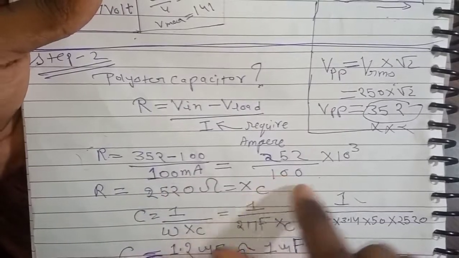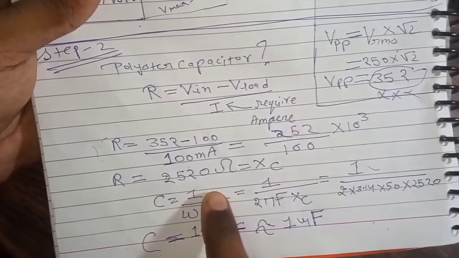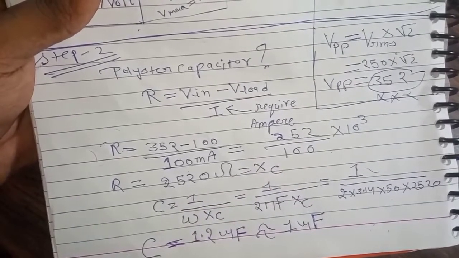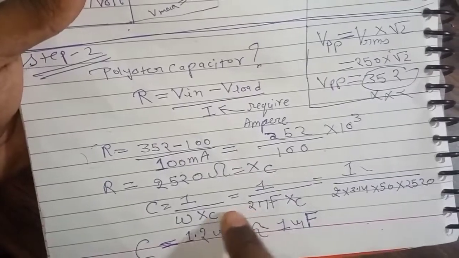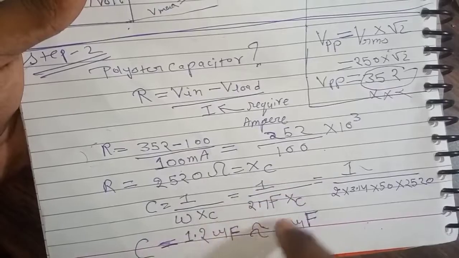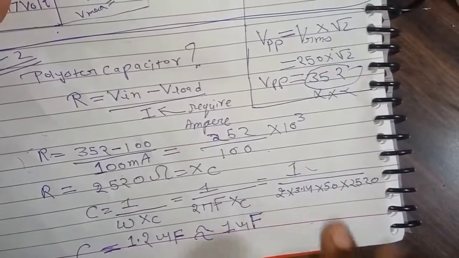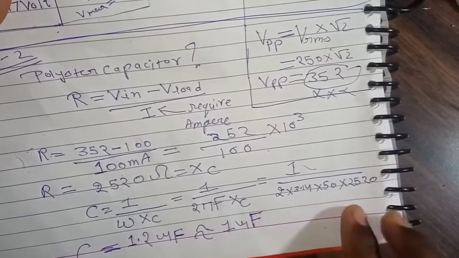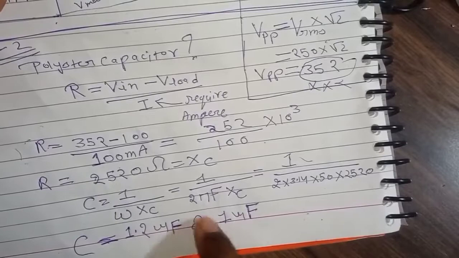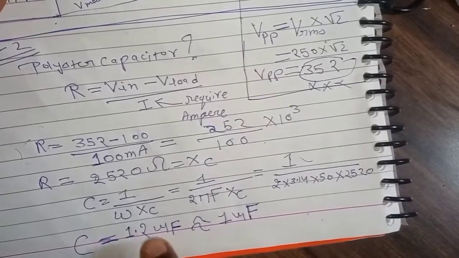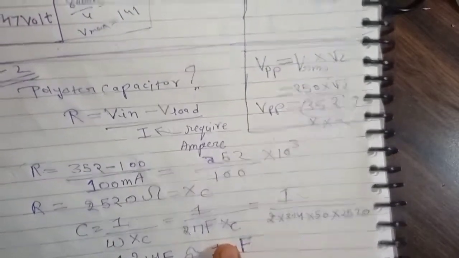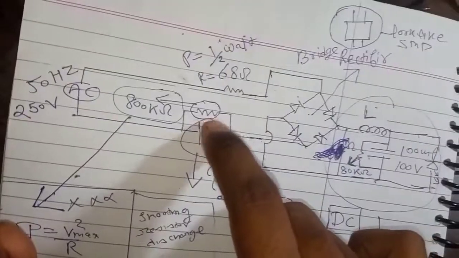That's how we calculate the resistance, and XC is the capacitive reactance. We are assuming this is our capacitance. As we know the formula, XC equals 1 upon omega C, equals 1 upon 2 pi f C. We put the values in this formula and get a capacitor value of 1.2 microfarad, but we are using 1 microfarad because we don't have 1.2 and it is not available in the market. Okay, and one more thing I want to show you is what value of resistor we have to choose.